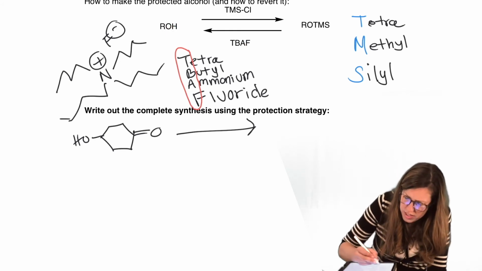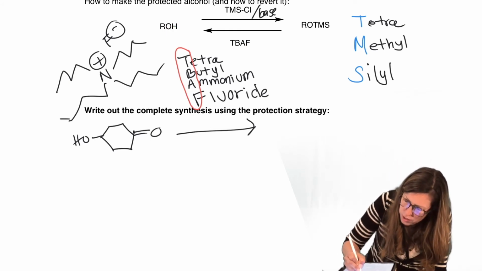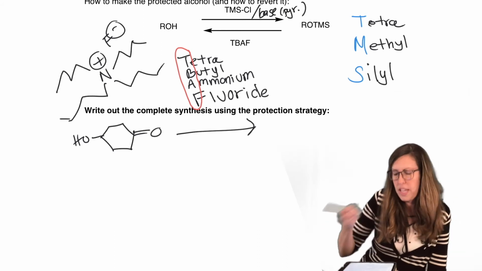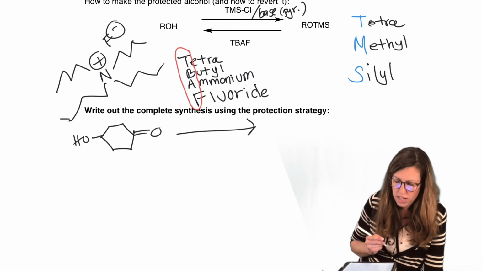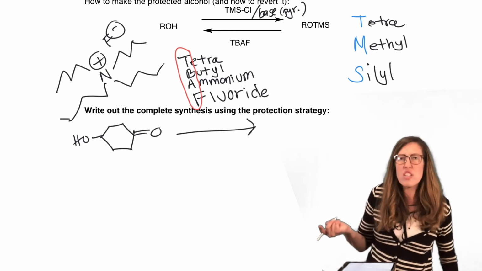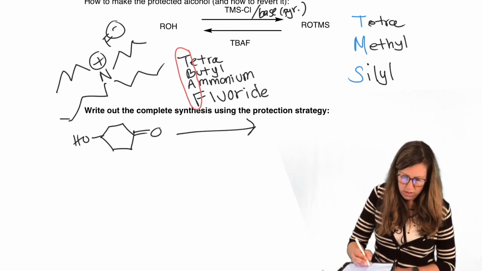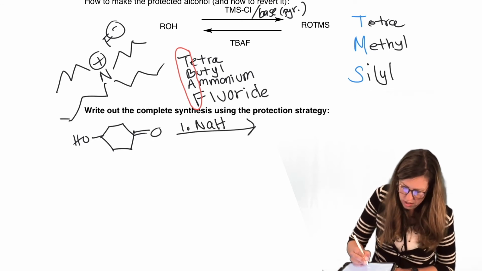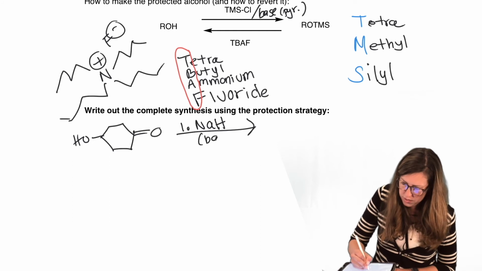Remember, we do usually need some sort of base. It's often pyridine, in order to take that H off first, and then it's ready to be attached to the TMS chloride. Or NaH is another one. So let's do NaH for this synthesis. So step one, let's deprotonate with NaH. That's our base.